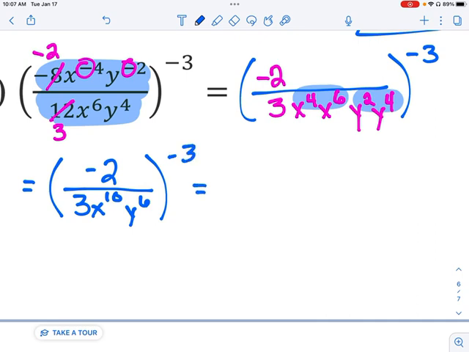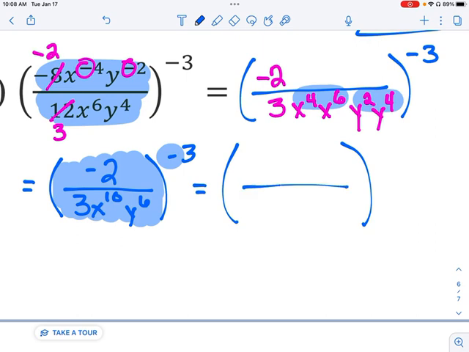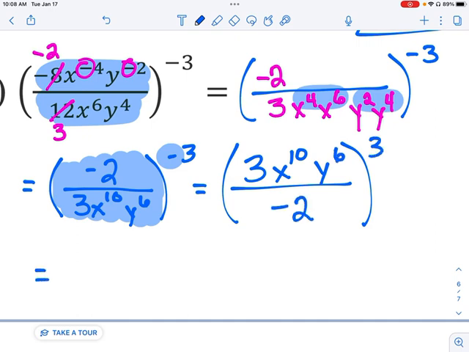The next thing I notice is now I have that negative exponent. And remember, all of this is still the base. So what that negative exponent does is flip that entire fraction. So it's going to end up giving me, didn't start off flipping, did I? I'm going to start off with 3x to the 10th, y to the 6th over negative 2. And now we simply cube everything.